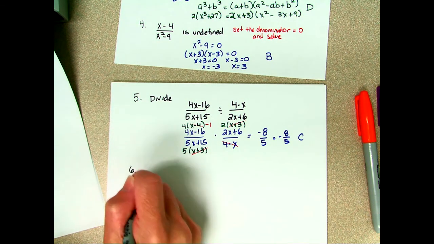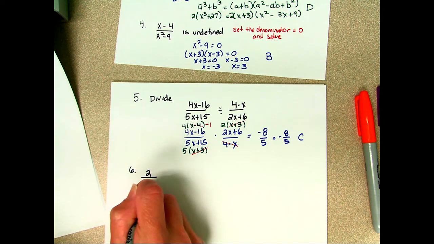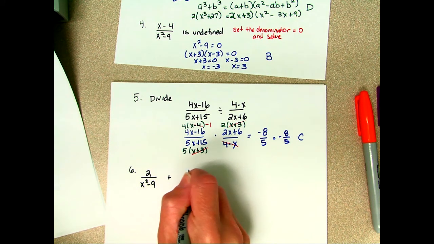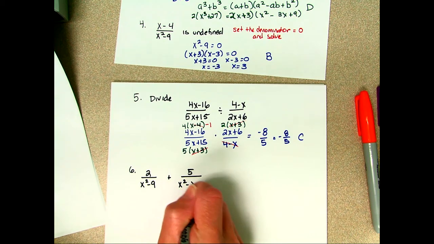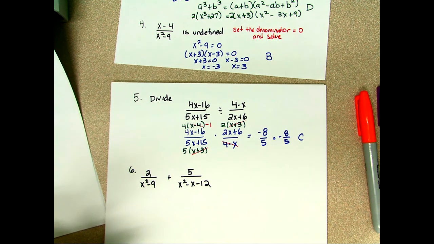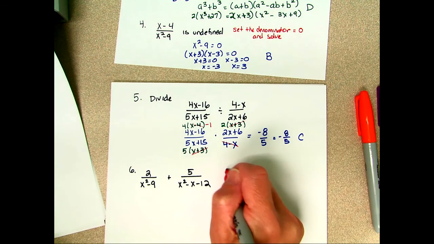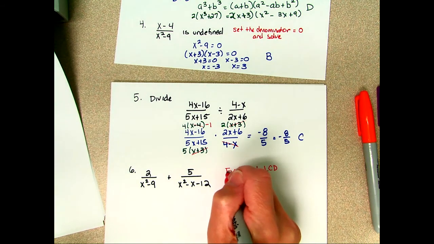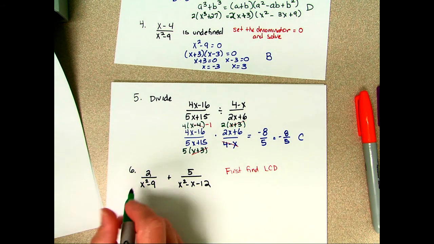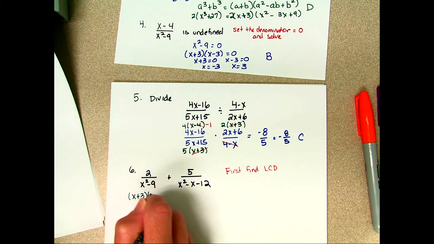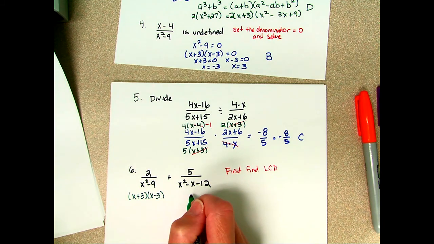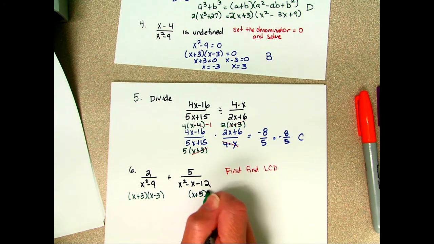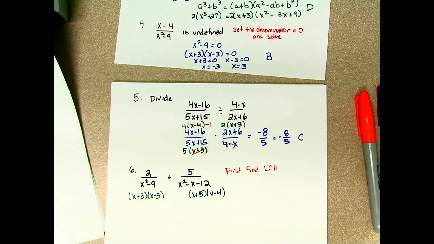Number 6, 2 over x squared minus 9 plus 5 over x squared minus x minus 12. In order to add or subtract rational expressions, we need to first find the common denominator. So to find the LCD, we're going to factor our denominators. X squared minus 9 factors to x plus 3, x minus 3. X squared minus x minus 12 factors to x plus 3, x minus 4.